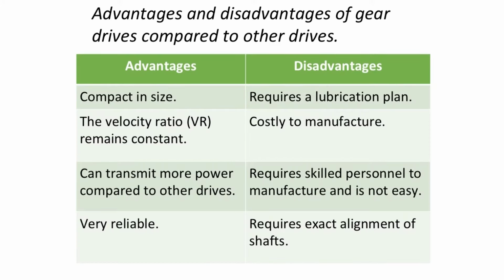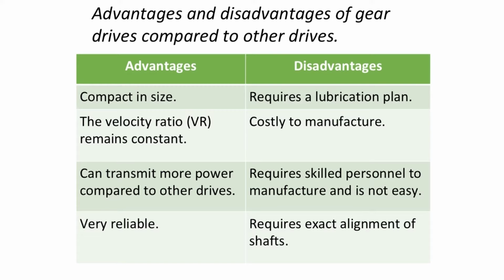Now I want us to check the advantages of a gear drive compared to other drives. Advantage number one: they are compact in size, meaning that they come in various sizes. Number two: the velocity ratio remains constant. Remember, gear drives are always meshed, so the velocity ratio will always be maintained. Number three: gear drives can transmit more power compared to other drives. And the last one: gear drives are very reliable.